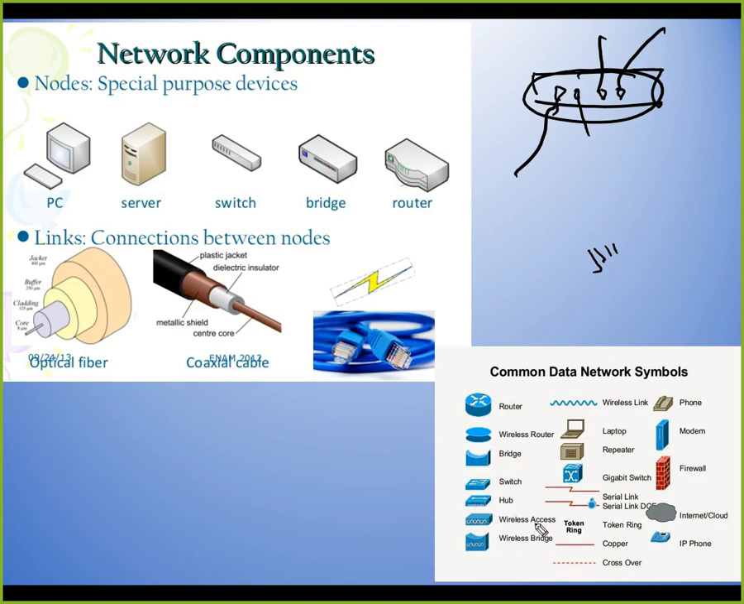The two arrows, a wireless access point, which is a little different than a wireless router, and we'll distinguish between those. A wireless bridge, which you might see with those things. So the symbology that you might see for the devices themselves.